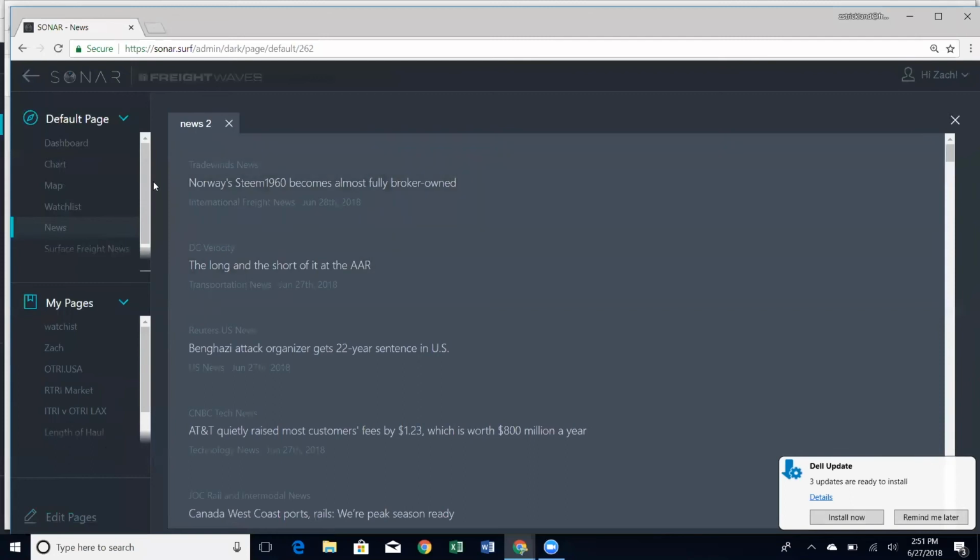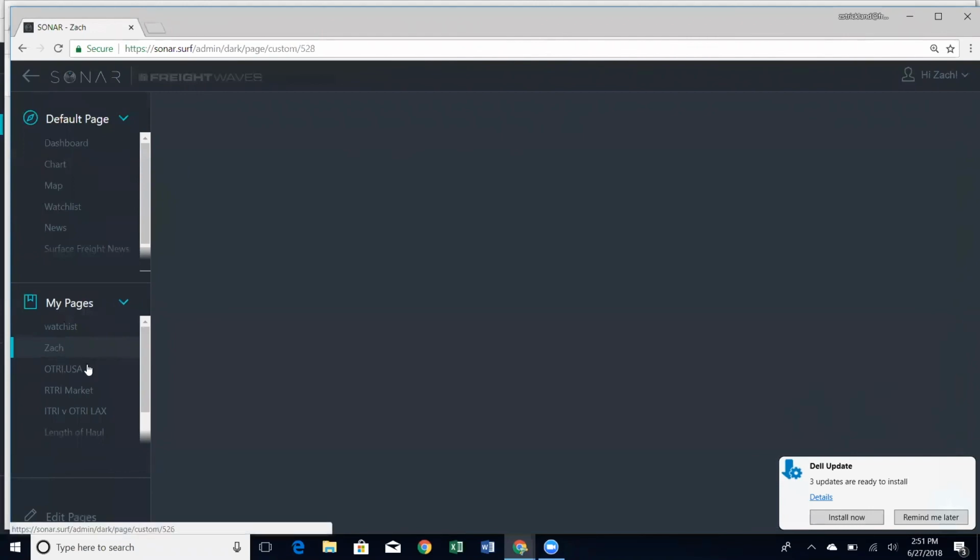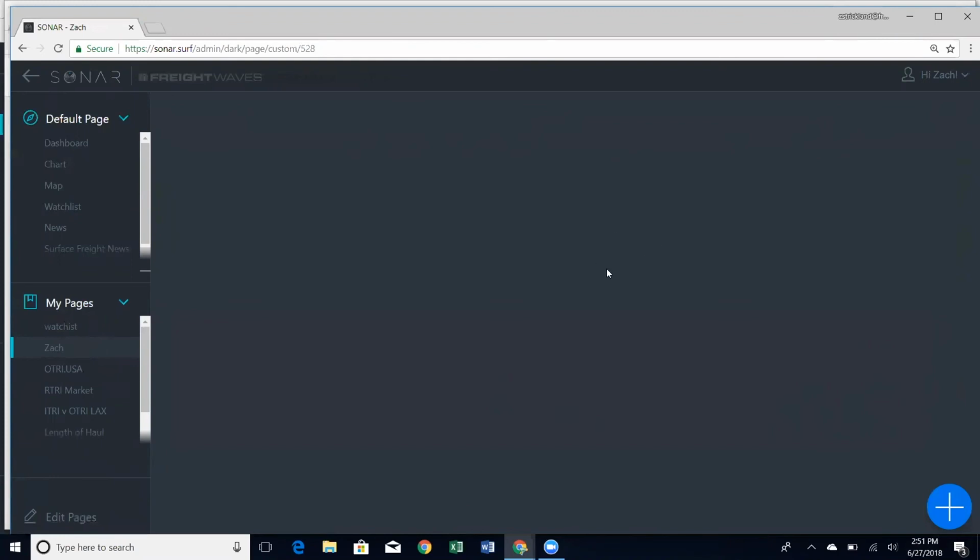That's going to boot us back to one of our default pages. So you're going to want to go back into my pages and click on the page you just created. And then you will see this blank screen. And from there, now you have the ability to change and to add what you'd like in the bottom right-hand corner with that plus sign.